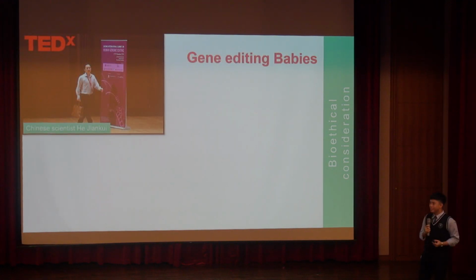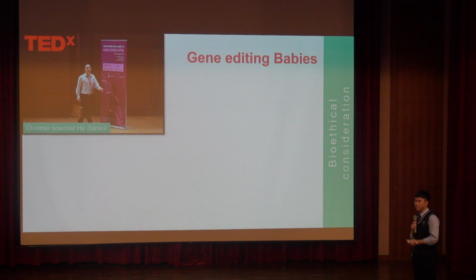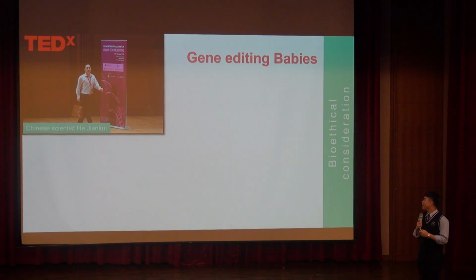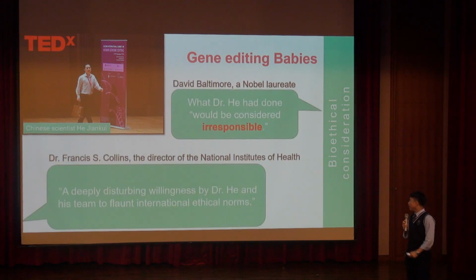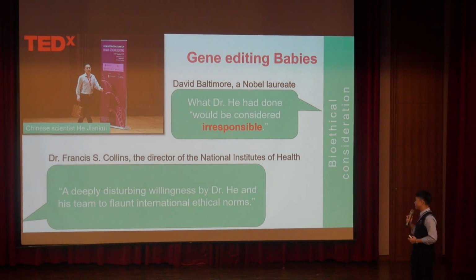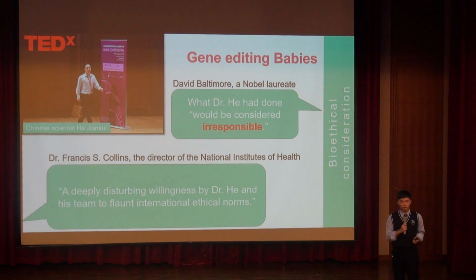A Chinese scientist, He Jiankui, claimed that he had succeeded in giving birth to two gene-edited babies in China in 2018. Once the news spread, people around the world started to discuss it. David Baltimore, a Nobel laureate, said that what Dr. He had done would be considered irresponsible. And Dr. Francis S. Collins even said that it is a deeply disturbing willingness by Dr. He and his team to flaunt international ethical norms.